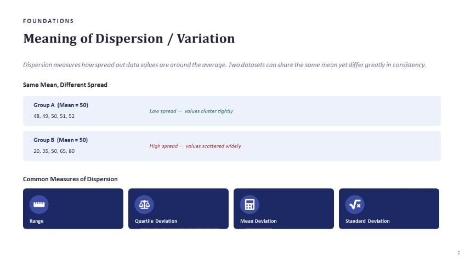Now group B consists of 5 elements, namely 20, 35, 50, 65 and 80. This also has the same mean 50, calculated as 20 plus 35 plus 50 plus 65 plus 80 divided by 5. The difference between each and every number is large, therefore it has high spread and the values are scattered widely. Now we are going to see the common measures of dispersion. The first one is range, then quartile deviation, mean deviation and standard deviation.